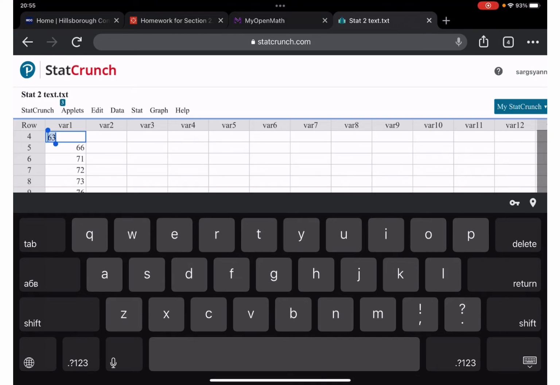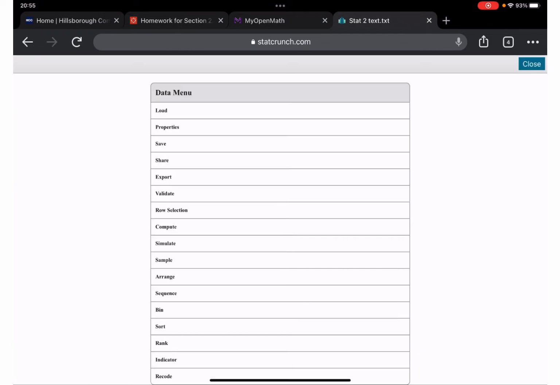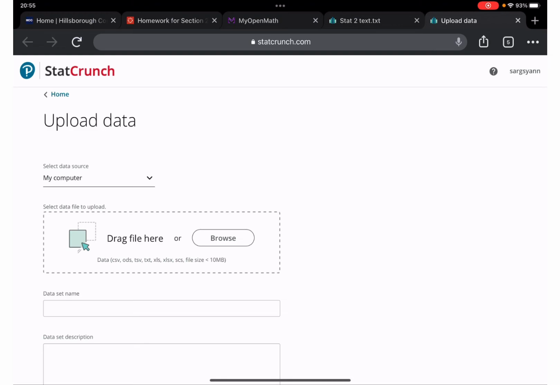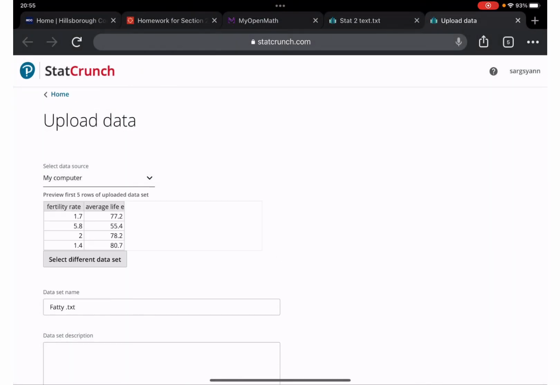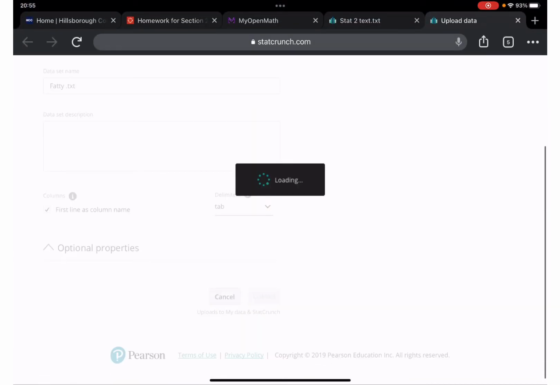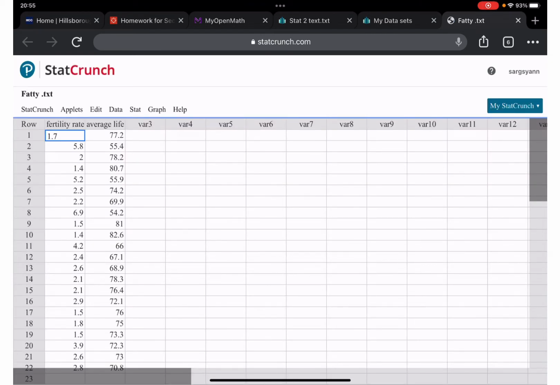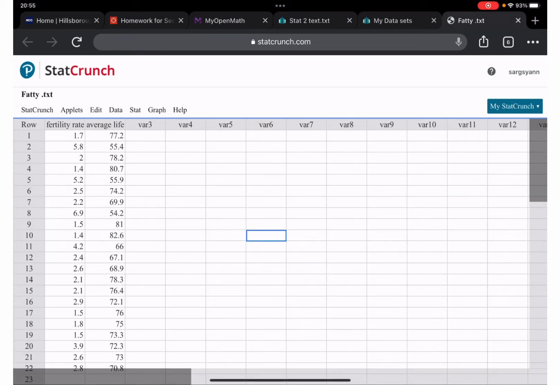And we need data, I'm sorry. Data, load. Load from file, computer. Browse. Here is fatty. Yeah, picked up. And we are uploading. See, yes, I was right. Title. It's because of title. Now we don't need to do anything.